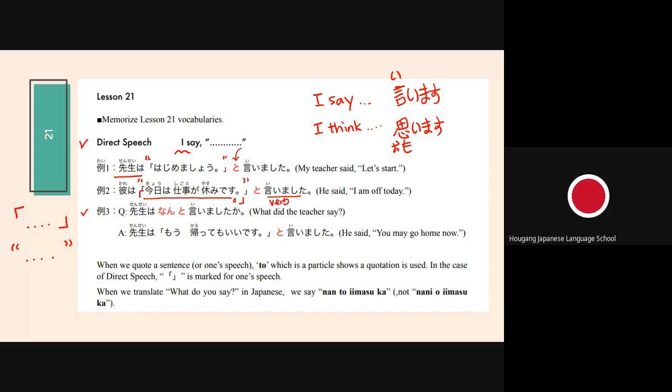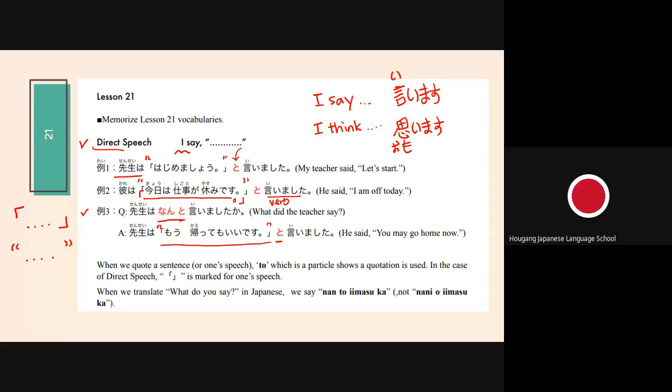Sanban, number three. Sensei wa nanto iimashita ka, what did the teacher say? Okay, the format follows nanto. Then the answer also has something coming to. Sensei wa mou kaete mo ii desu to iimashita. Okay, so what is going on in this direct speech is you are actually copying the whole speech bubble. Like, the teacher said, can go back already.